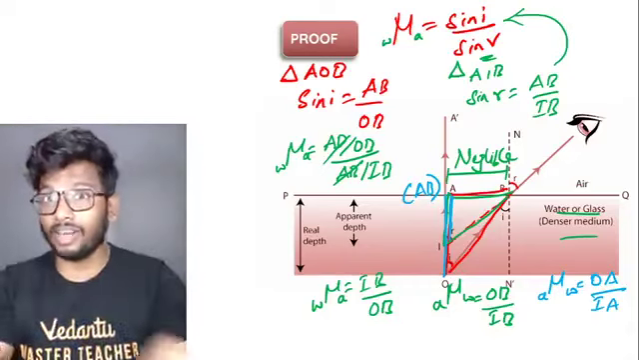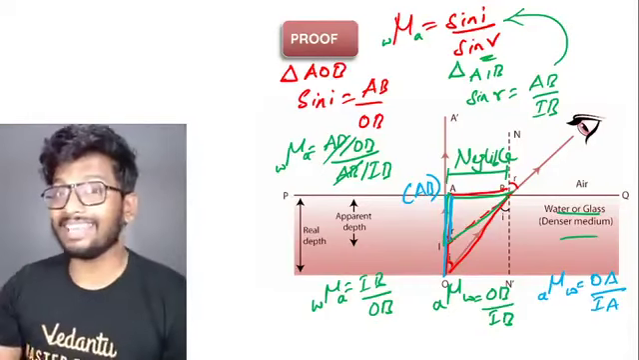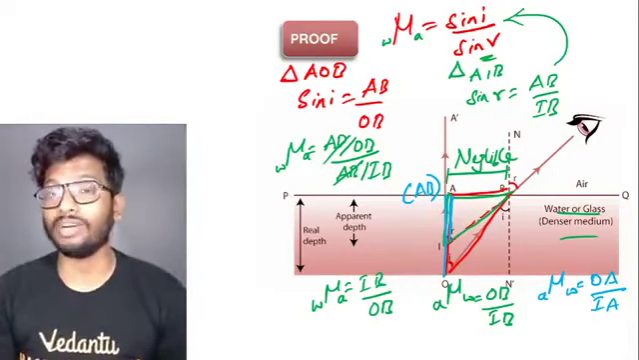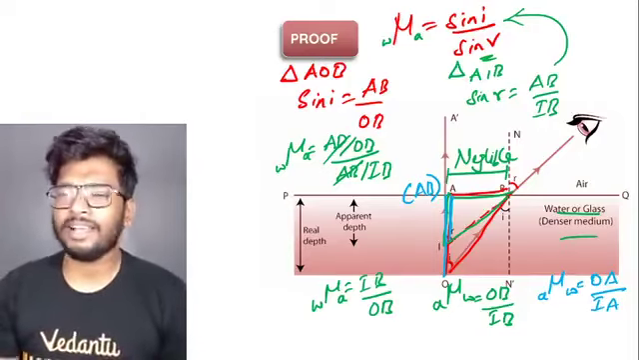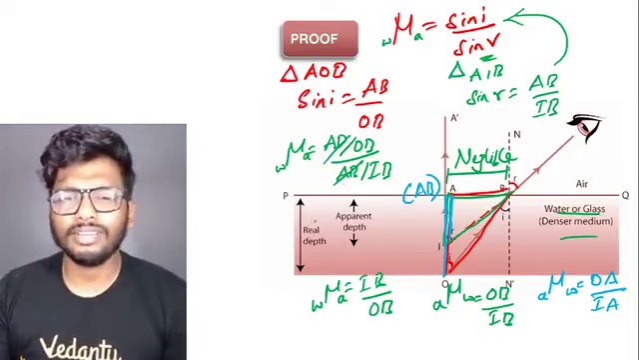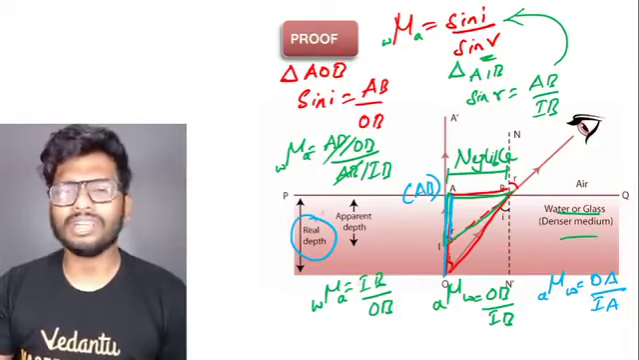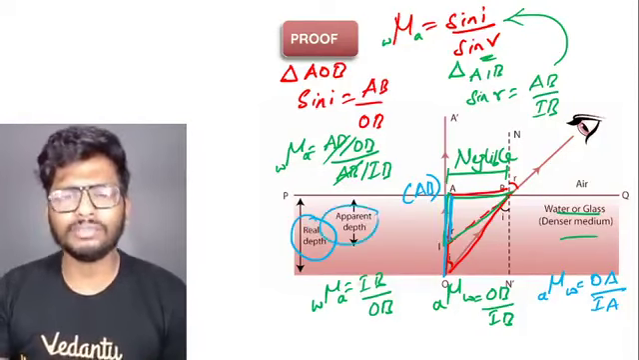That's when I get this assumption. All right, that's when I get this. So in that case, what is OA and what is IA? Look at the diagram, guys. Think about it for a second. Just tell me, OA is what? The real depth of the object. What is IA? The apparent depth of the object.